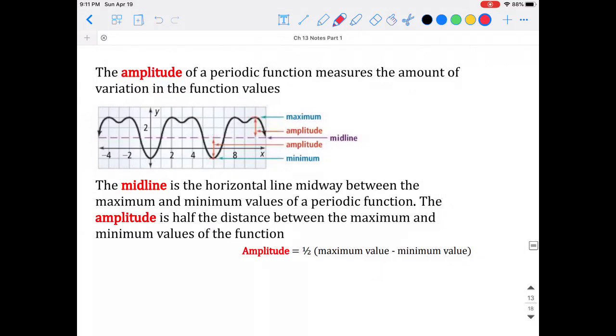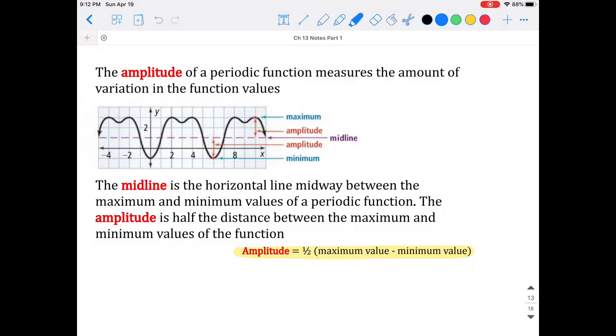The amplitude of a periodic function measures the amount of variation in the function values. The midline is the horizontal line midway between the maximum and minimum values of a periodic function, and the amplitude is half the distance between the maximum and minimum values of the function. And to figure out our amplitude, we can use this equation at the bottom. The amplitude is always equal to 1/2 the maximum value minus the minimum value.